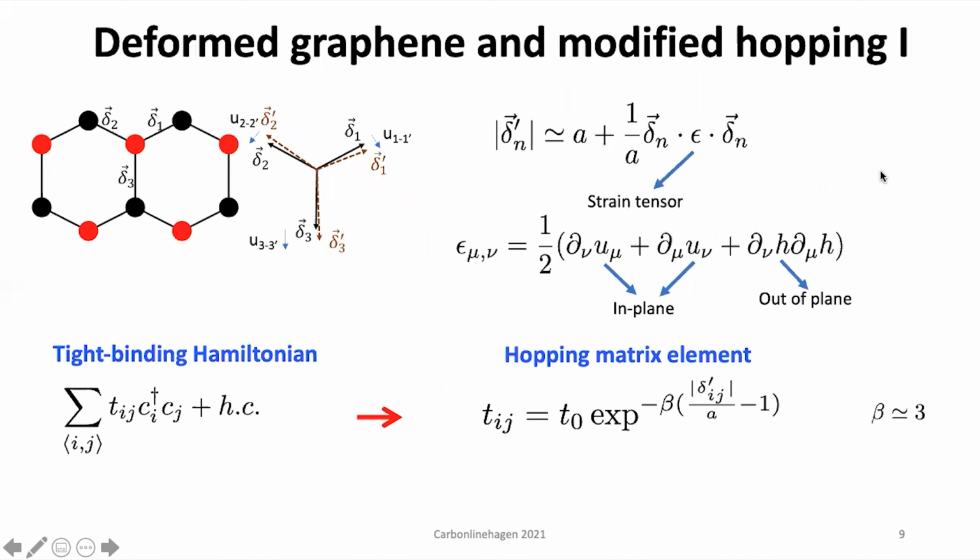Okay, so what happens when you include strain within this picture? Well, when you include strain, what you are doing is you are moving the ions from their equilibrium positions. In this picture, based on the lattice vectors delta 1, delta 2, delta 3, what you are doing is you are moving the atoms from their positions, so these vectors change from delta 1 to delta 1 prime, delta 2 to delta 2 prime, and the same for delta 3.